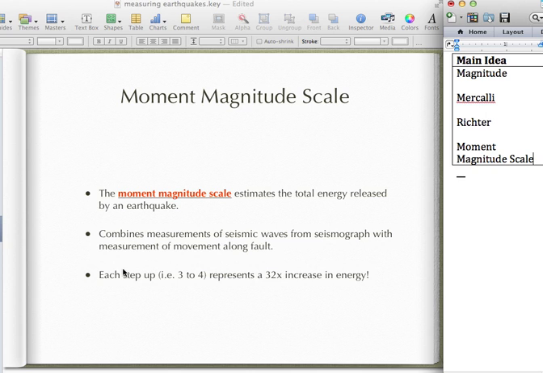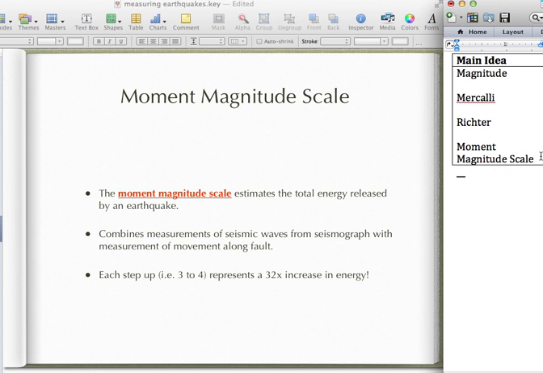Right? And something important to note is that each step up in magnitude, i.e. going from like magnitude 3 to magnitude 4, means an earthquake is releasing 32 times as much energy. So a magnitude 4 represents 32 times more energy than magnitude 3. A 5 is 32 times more energy than a magnitude 4.